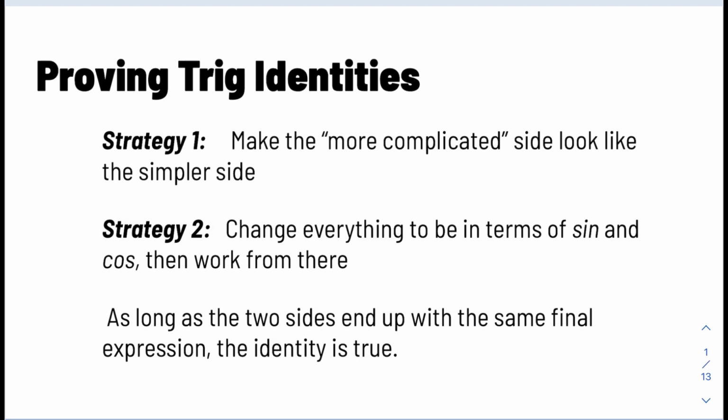There's sometimes some manipulation we'll do at the beginning before switching it to sine and cosine, but it's usually easiest to switch everything to sine and cosine. And the most important thing to note is that so long as the two sides end up the same, the identity is true. So if you do a little bit of work on the right side, a little bit of work on the left side, and they meet in the middle somewhere, that is a fine way to do it.